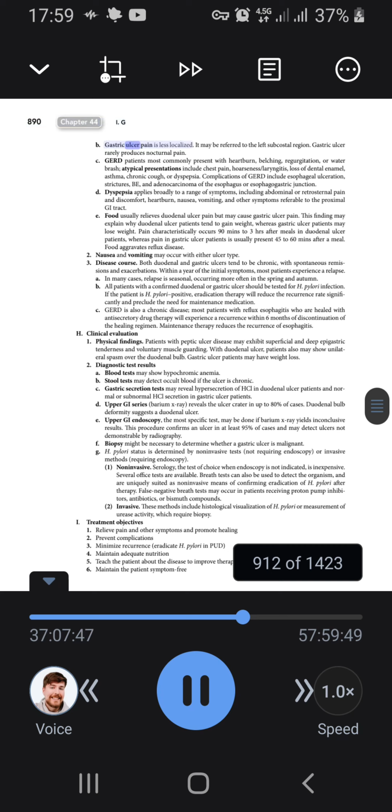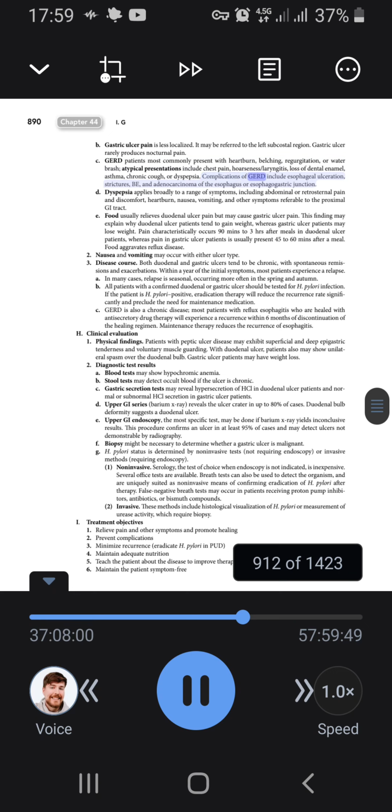B. Gastric ulcer pain is less localized. It may be referred to the left subcostal region. Gastric ulcer rarely produces nocturnal pain. C. GERD patients most commonly present with heartburn, belching, regurgitation, or water brash. Atypical presentations include chest pain, hoarseness, laryngitis, loss of dental enamel, asthma, chronic cough, or dyspepsia.